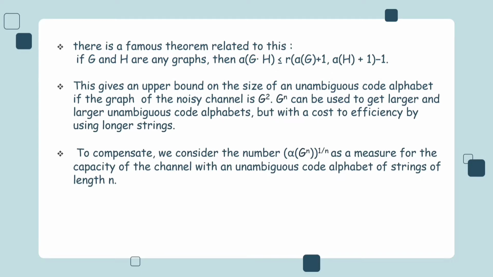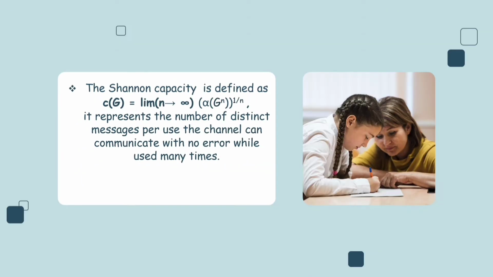To compensate, we consider the number alpha of G^n raised to the power 1/n as a measure for the capacity of the channel with an unambiguous code alphabet of strings of length n. The Shannon capacity is defined as C(G) equals the limit as n tends to infinity of alpha(G^n) raised to the power 1/n. It represents the number of distinct messages per use the channel can communicate with no error while used many times.